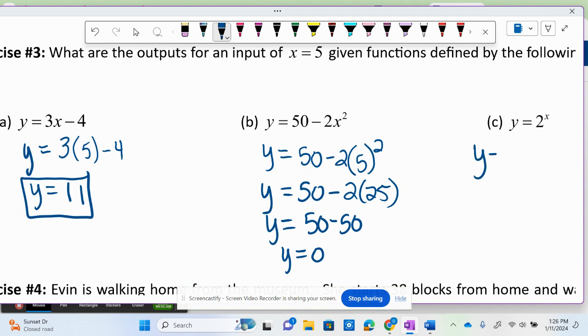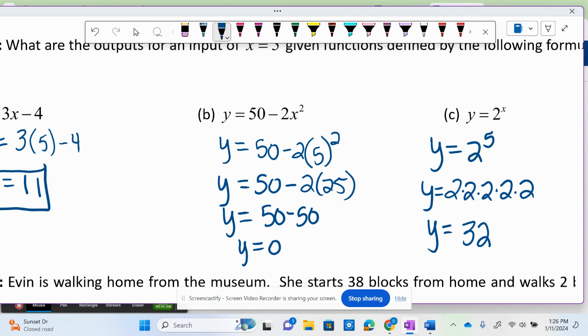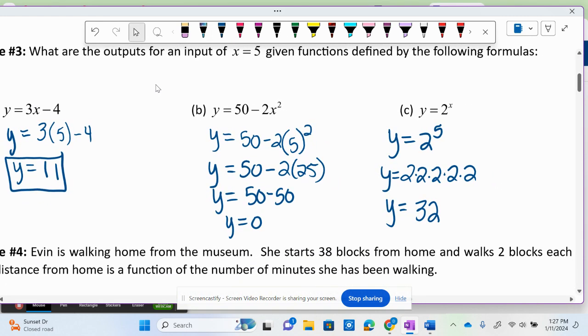Last one, y equals 2 to the power of 5. For those of you that like to see what that really looks like, it's not 2 times 5, it's 2 times 2 times 2 times 2 times 2, or 32. I know I went through those quickly. Did anybody put them into their calculator? Did you put all three of them in there at one time, or did you do them independently? Okay. All right, this next one.